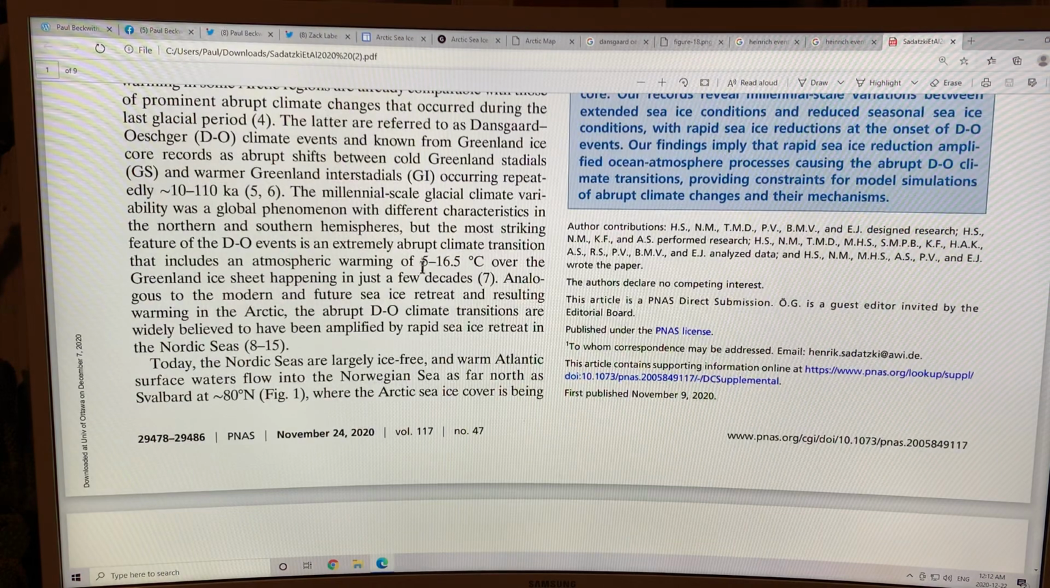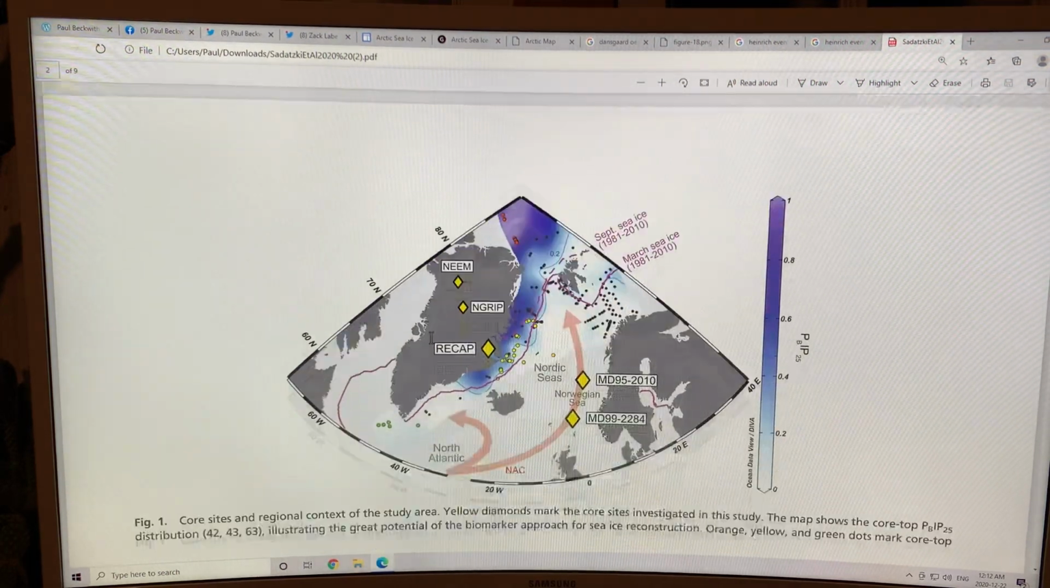Here we go. The most striking feature of the Dansgaard-Oeschger events is an extremely abrupt climate transition that includes an atmospheric warming of 5 to 16.5 degrees over the Greenland ice sheet happening in just a few decades. Now, I've talked about this in previous videos, not for a while, but these huge changes in less than a decade, can we see them in the Arctic? And it appears that the answer is really looking to be yes to that question.